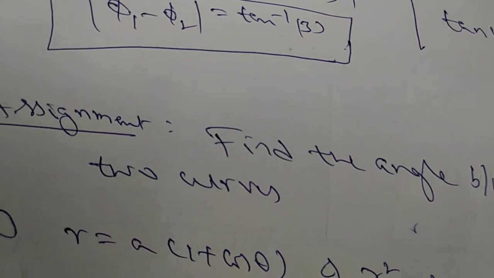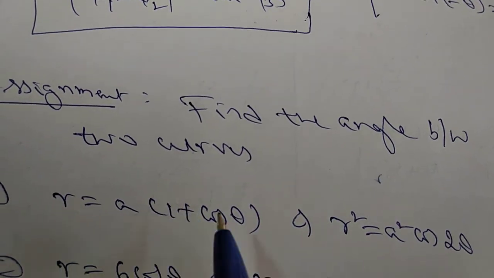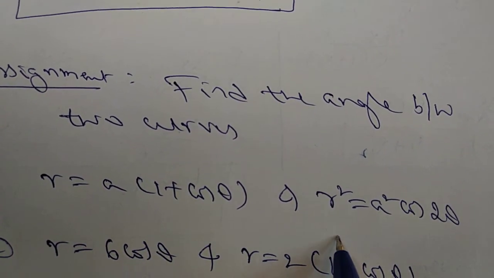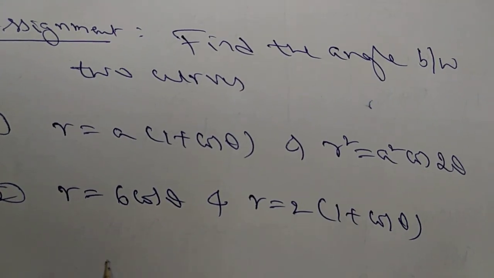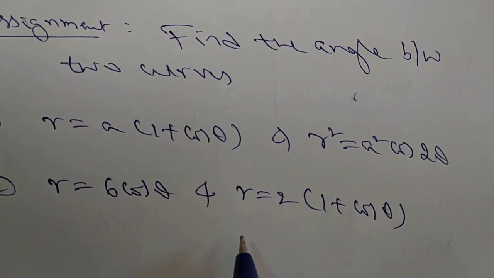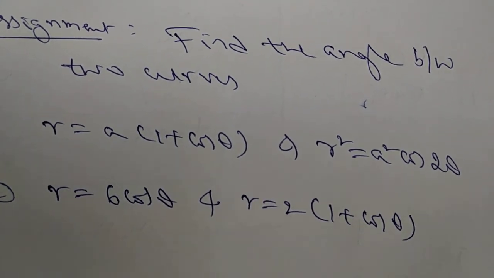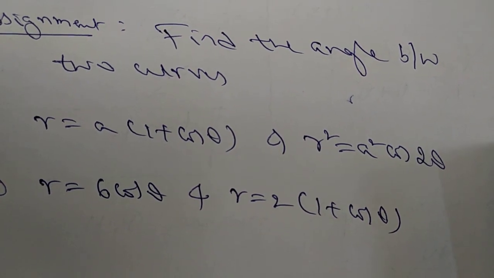So take that assignment and do these two problems. Find the angle between two curves. First problem: r equals a into 1 plus cos theta and r square is equal to a square cos 2 theta. And second problem: r is equal to 6 cos theta and r is equal to 2 into 1 plus cos theta. Next video will start length of perpendicular from pole to the tangent.